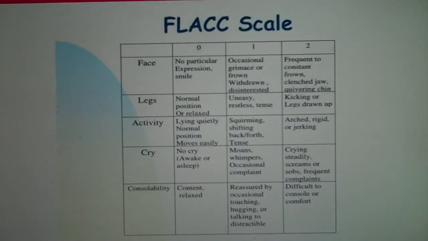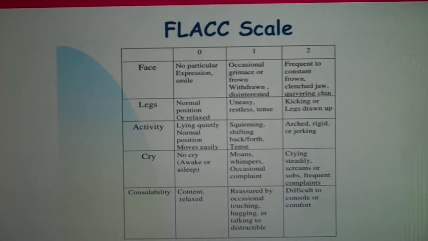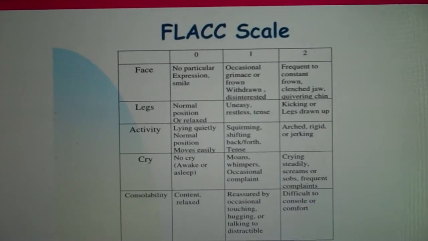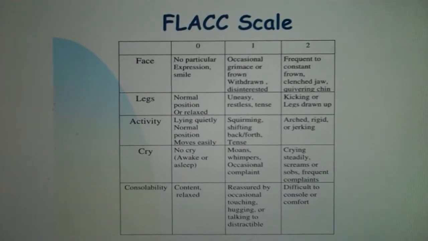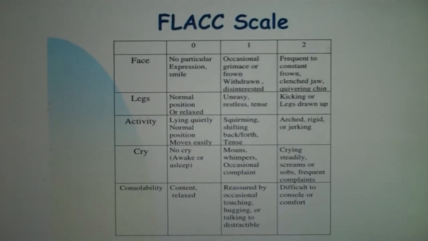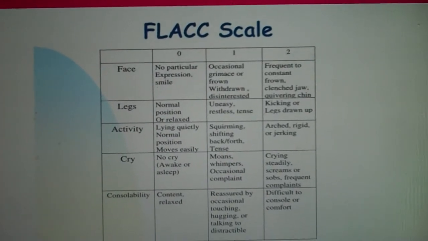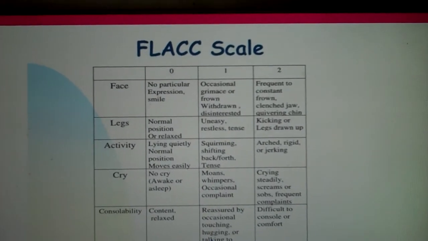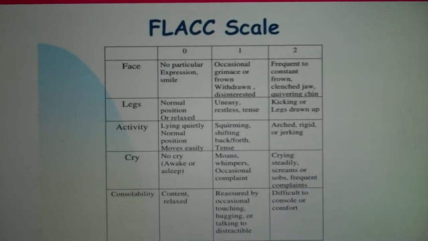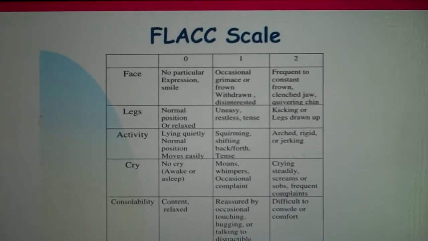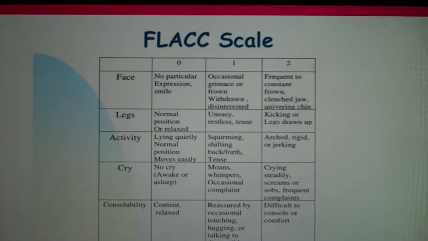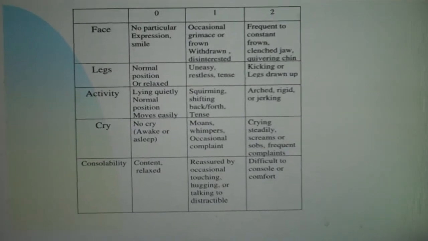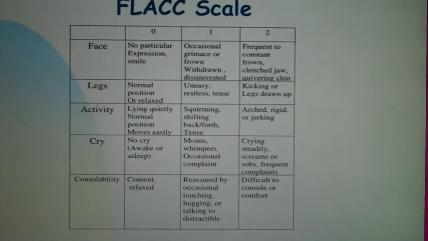Here's a picture of the FLACC pain scale. Like I said, it's based upon your assessment findings of the kid. F stands for face, L stands for legs, A stands for activity, C stands for cry, and C stands for consolability. For their face, they get a 2 for constant frown, clenched jaw, quivering chin. Legs, they get a 2 for kicking or drawing up their legs. Activity, they get a 2 for arched, rigid, or jerking. Cry, if they cry steadily, scream, sob, or have frequent complaints. And then consolability, they get a 2 for difficult to console or comfort.